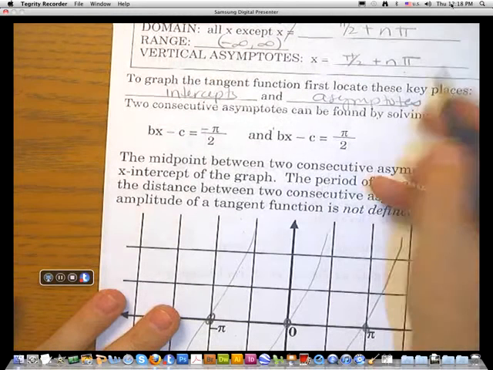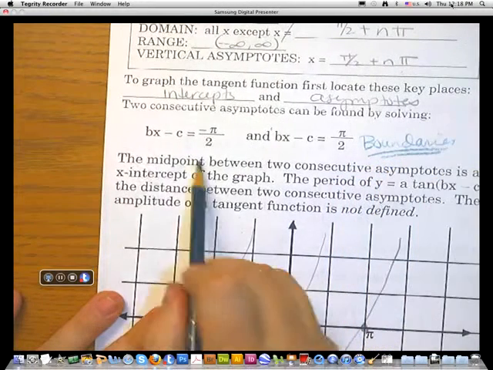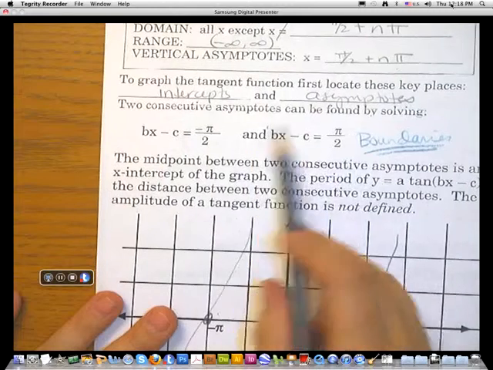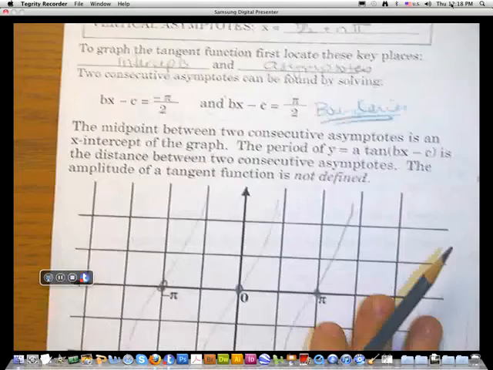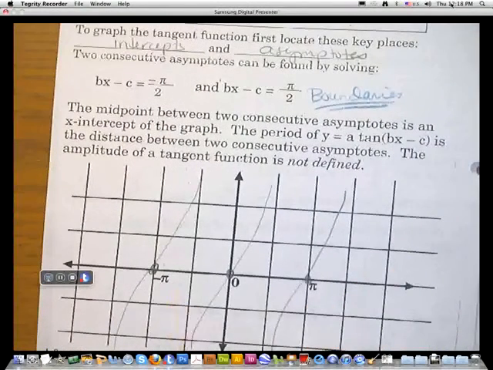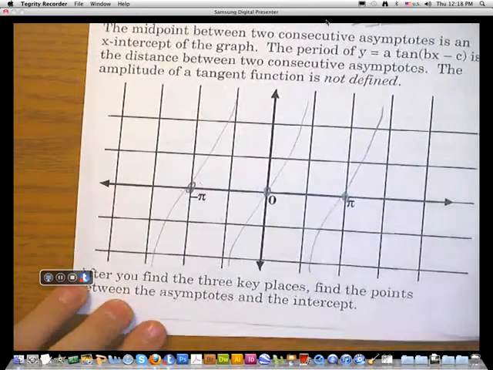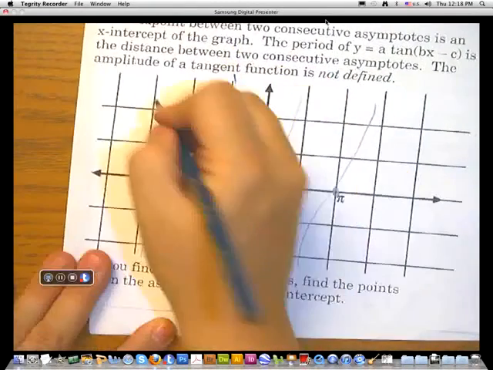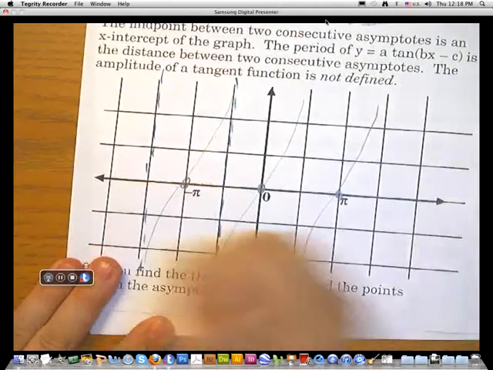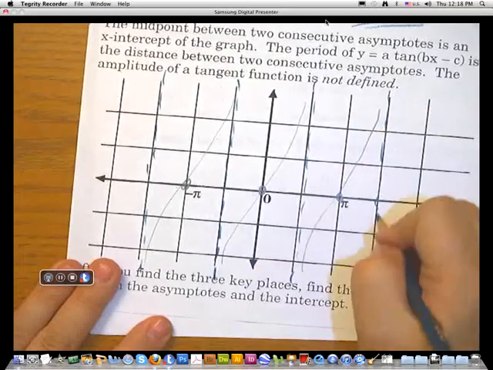And then our boundaries are set by setting the bx minus c to negative pi over 2 and positive pi over 2. And between each of them are going to be the intercepts. So there's my pi over 2, and this is my asymptote. Remember asymptotes from before are dashed lines. You are required to put in dashed lines as your asymptotes.